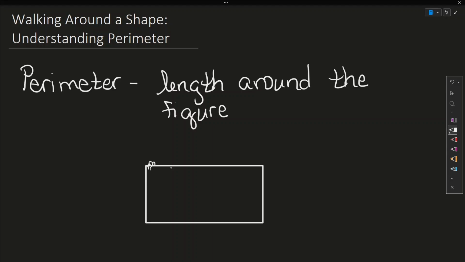One way to think about it is with a picture. Suppose you are a little ant and you're walking along the outside edge of this rectangle. How far would you walk? That total distance is the perimeter. This is a really useful image for students because it emphasizes that perimeter is about the boundary of the shape, not the space inside.